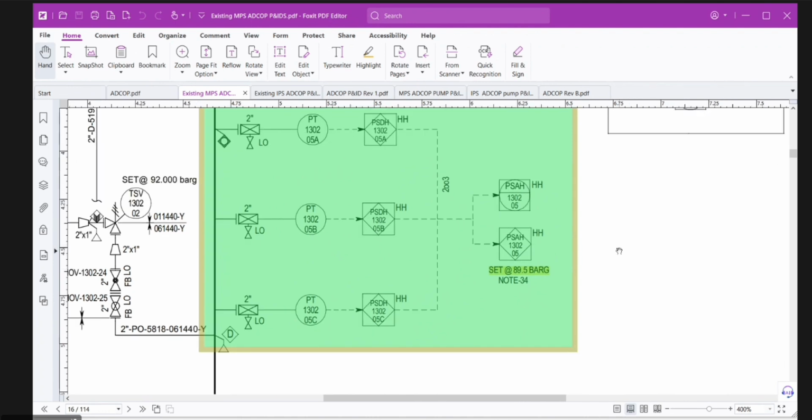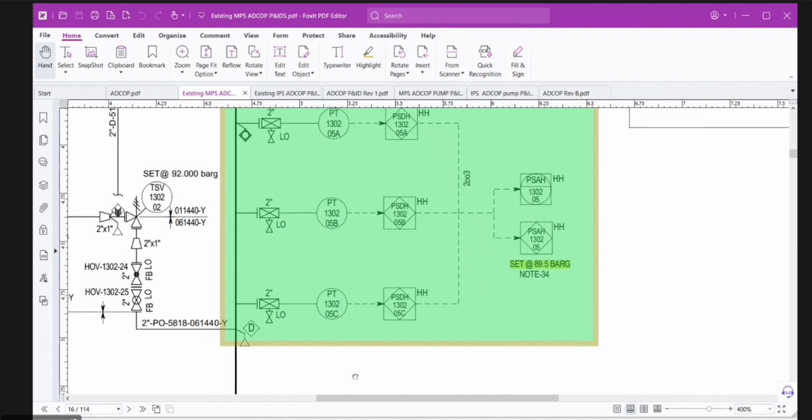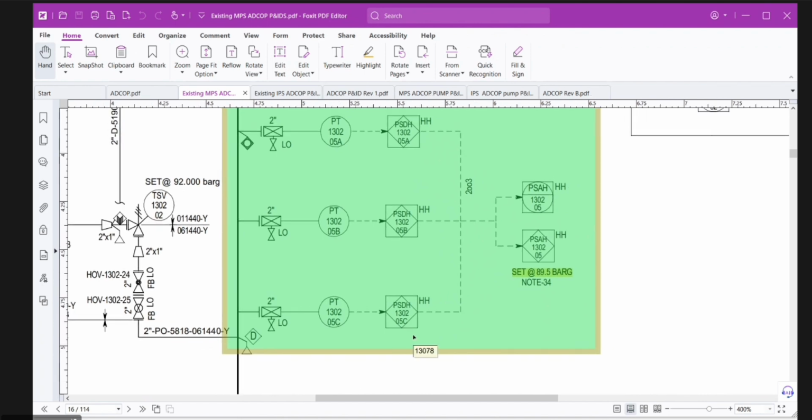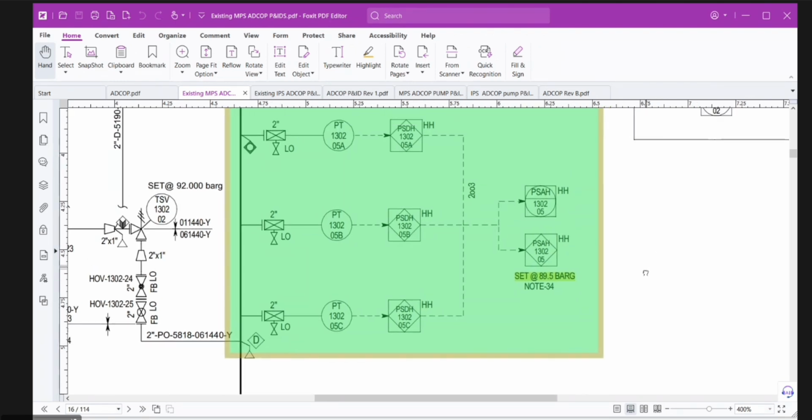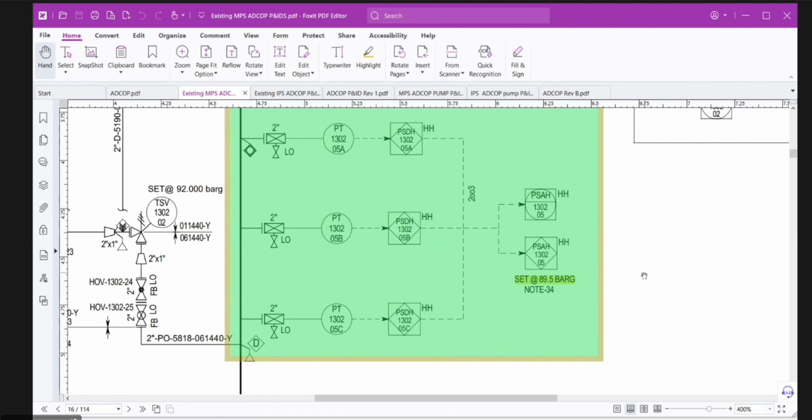So what is the action of this one? What is the action of this? It makes a total plant shutdown. Total plant shutdown. Okay, we can take this, Chairman. That is independent. Yes, correct. So what we can do, I will take this PSAH 101104.